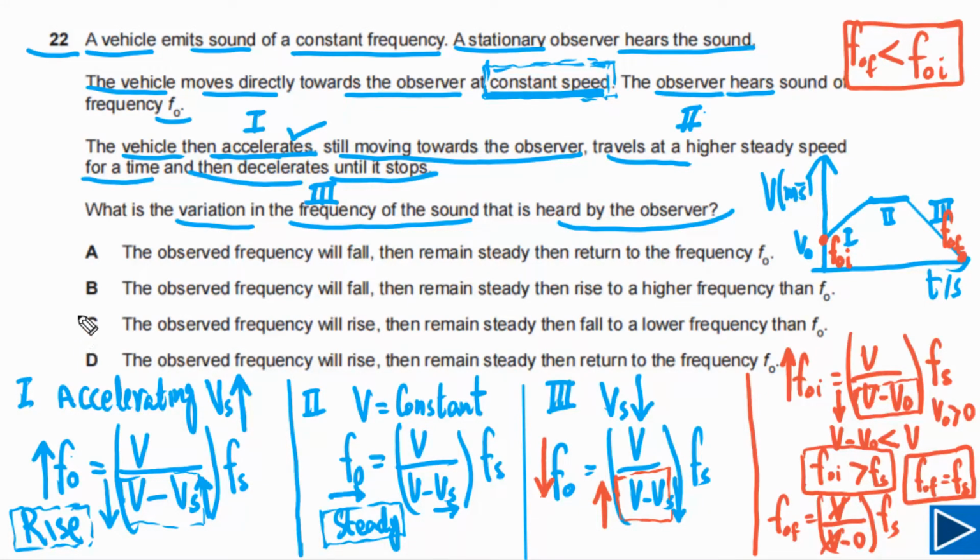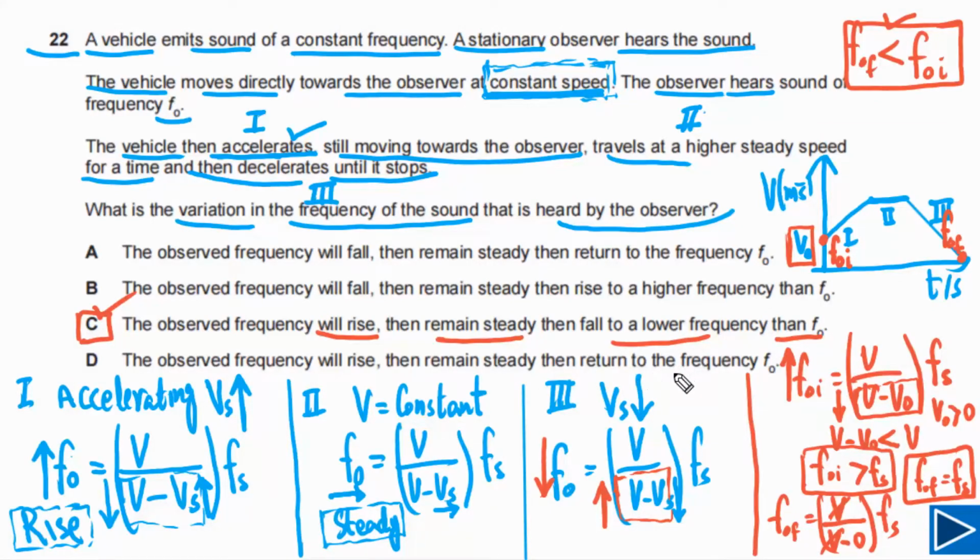Now if you look at option C, it is given to us that the observed frequency will rise, then remain steady, then fall to a lower frequency than f0, meaning lower than f0i. So this is true. This is what is happening. We have a rise, then the frequency stays the same, then the frequency decreases to the frequency of the source, and the final observed frequency is lower than the initial observed frequency when the source was moving at speed v0. So the answer for this question is C.